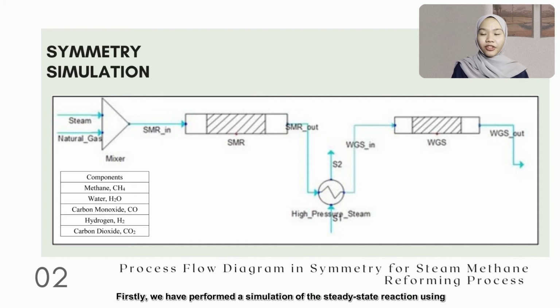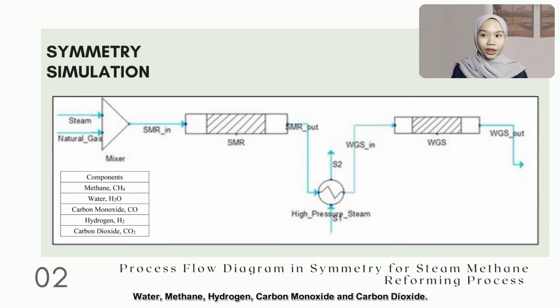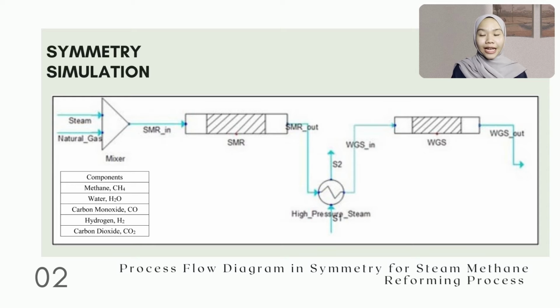Azalia again here. Firstly, we have performed a simulation of the steady-state reaction using Symmetry software based on the process parameters from Chapter 2. The components involved are water, methane, hydrogen, carbon monoxide, and carbon dioxide. After both inlet streams are mixed, the mixture is channeled into the first reactor, which is the SMR. Since high temperature gas shift is carried out and the outlet temperature leaving the SMR reactor is low, a heat exchanger with high pressure steam is used to heat up the mixture before entering the following WGS.